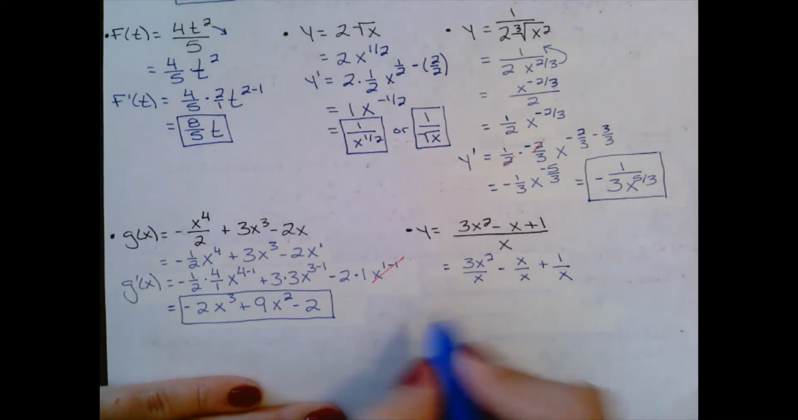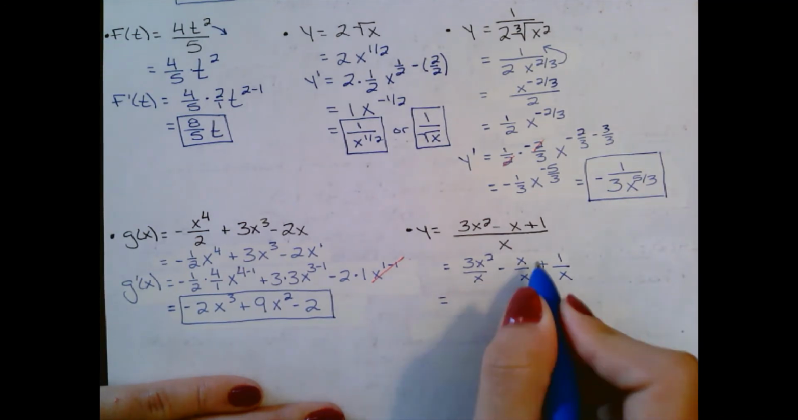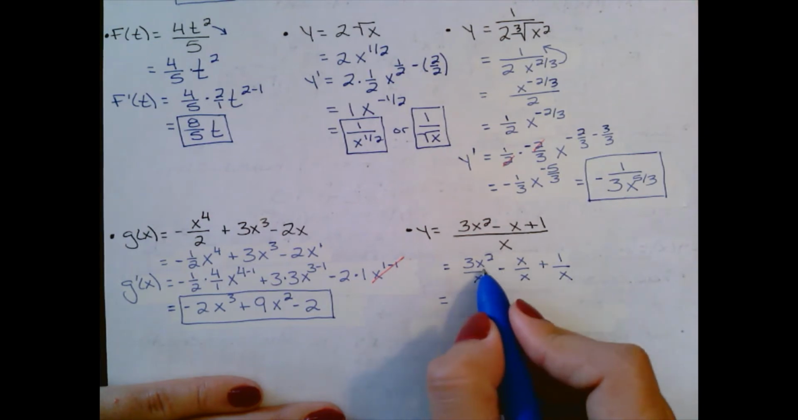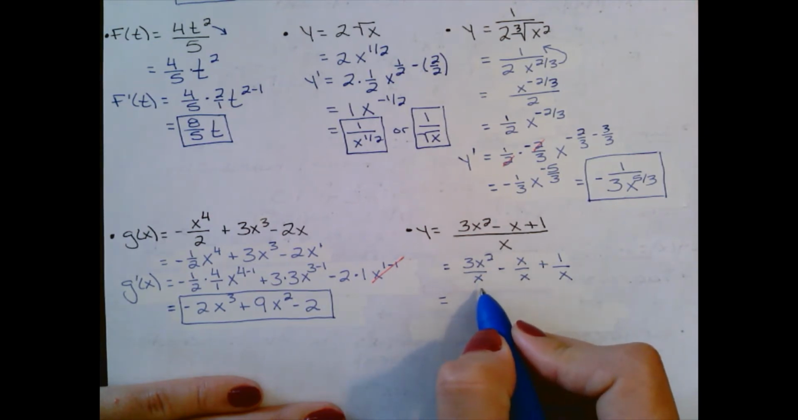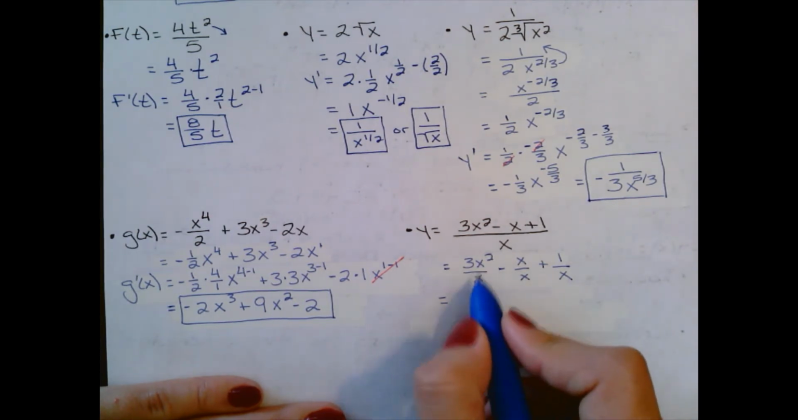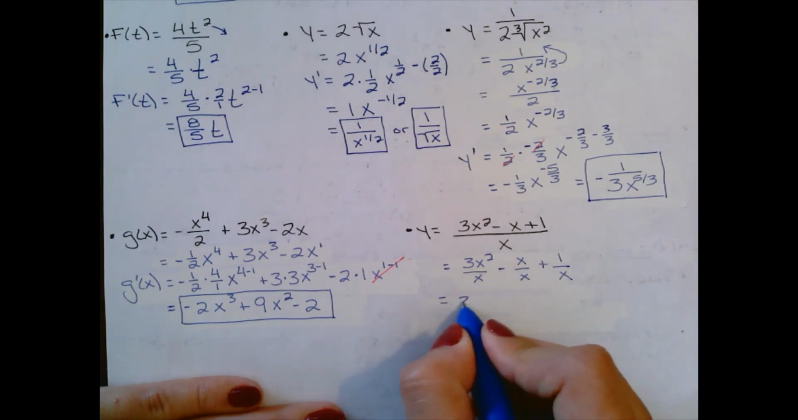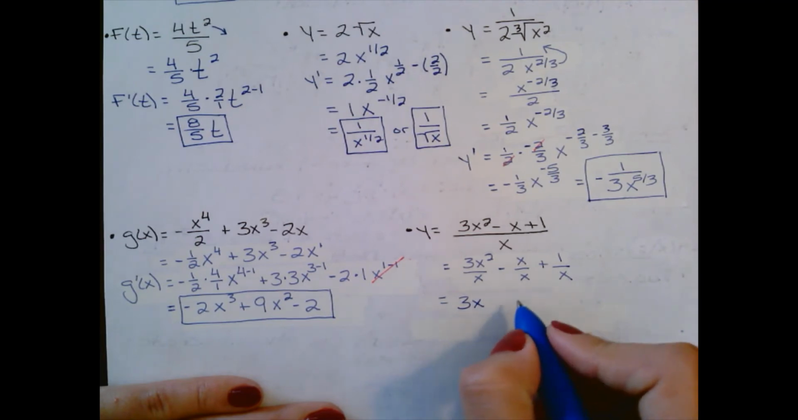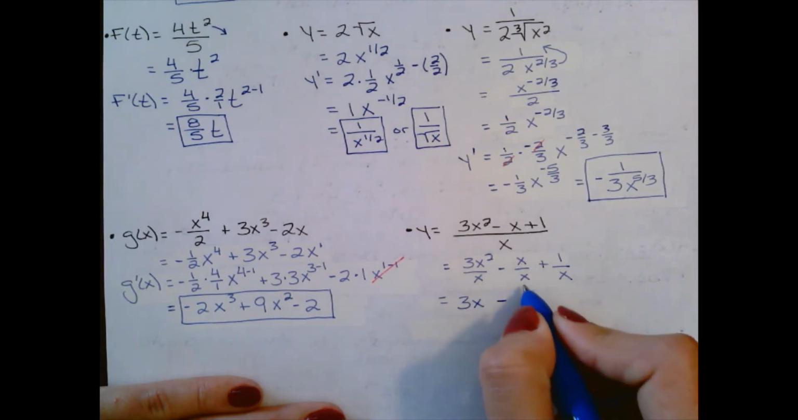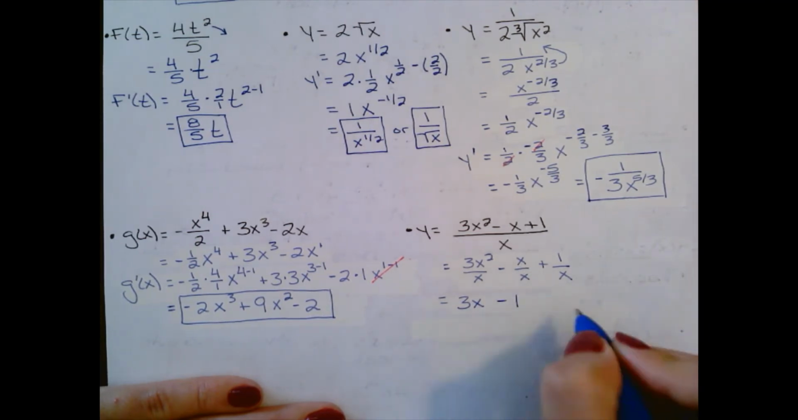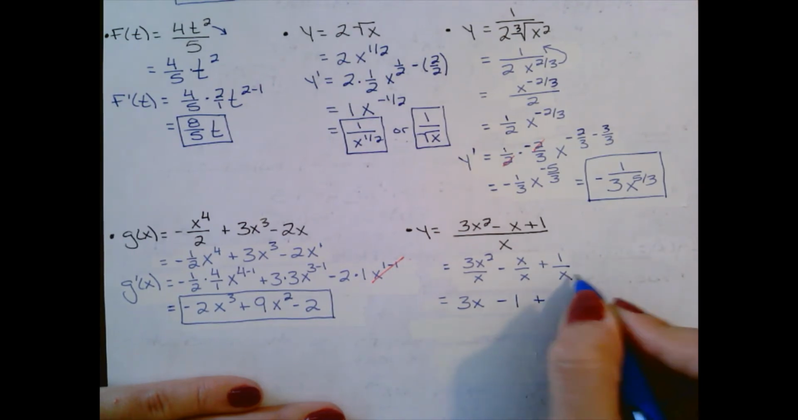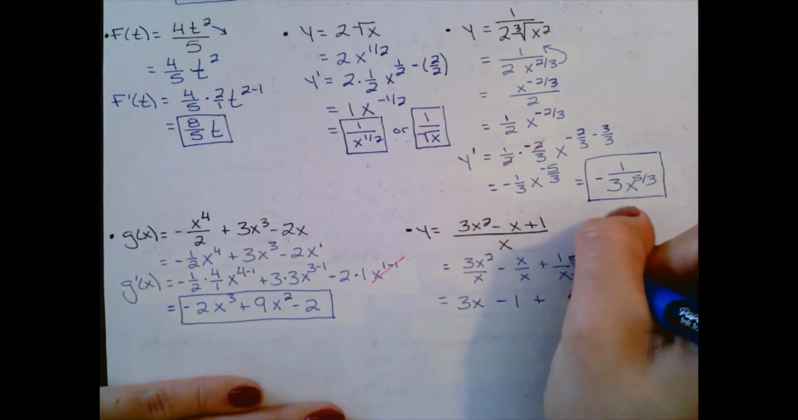Okay? Now at this point I can reduce each of them. This has an x squared on the top and an x to the first on the bottom. So remember, when we are dividing, we subtract the exponents. So I'll have 3 times x to the first power minus anything over itself. X over x is 1 plus, and then I'm going to move this x up with that negative exponent.